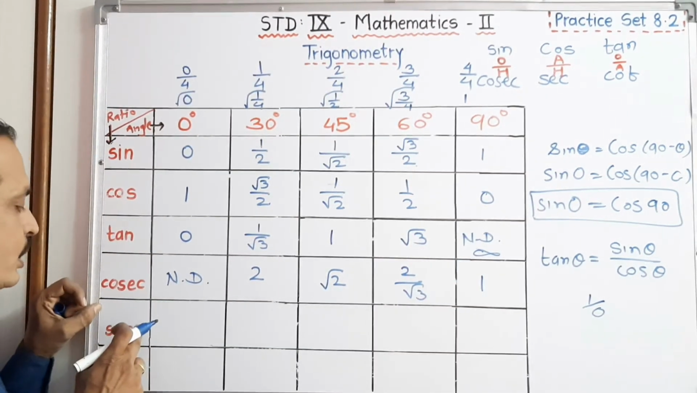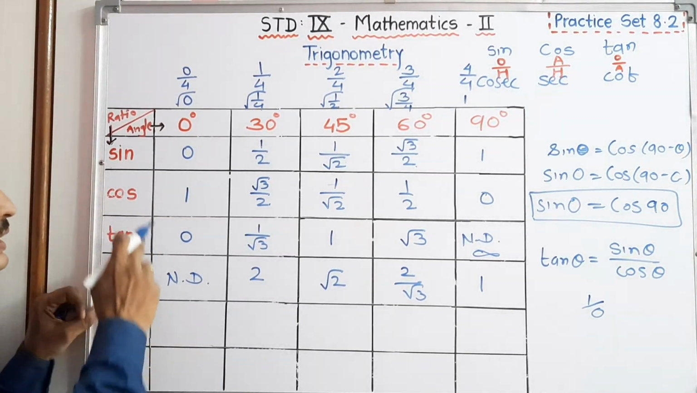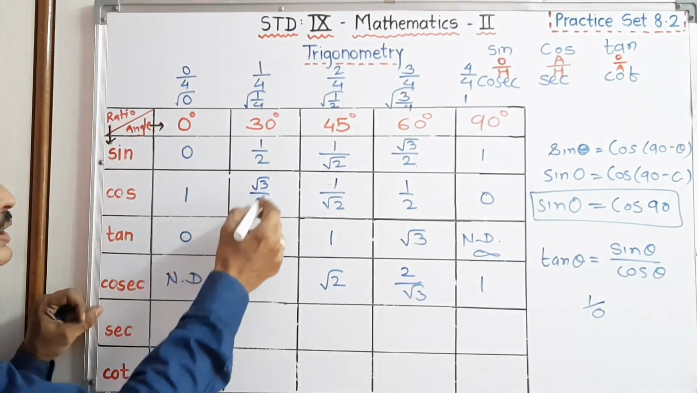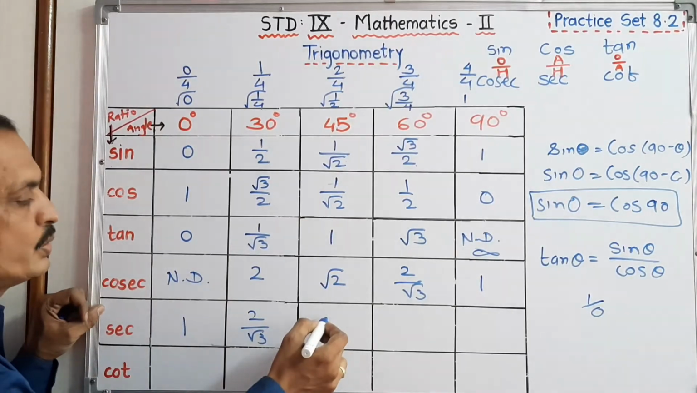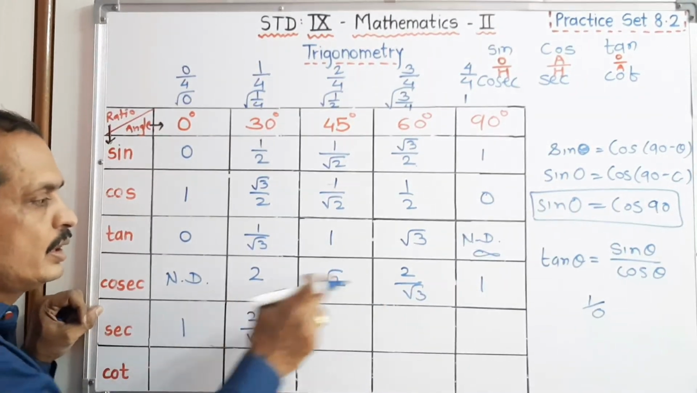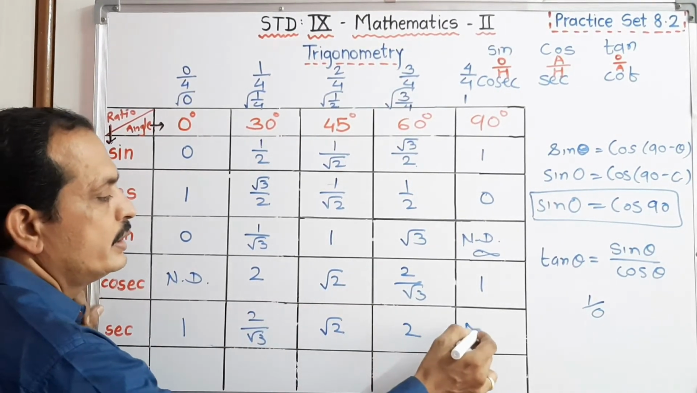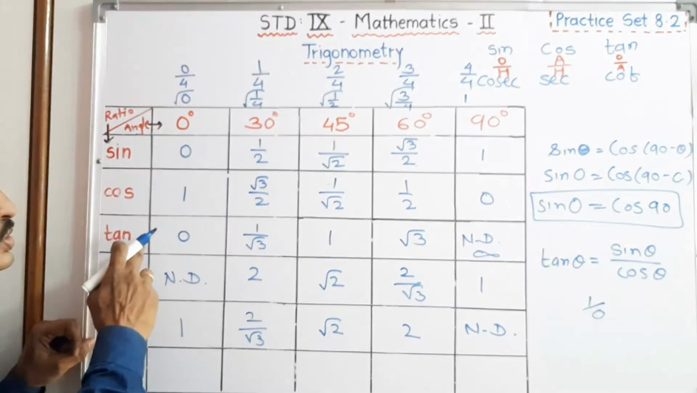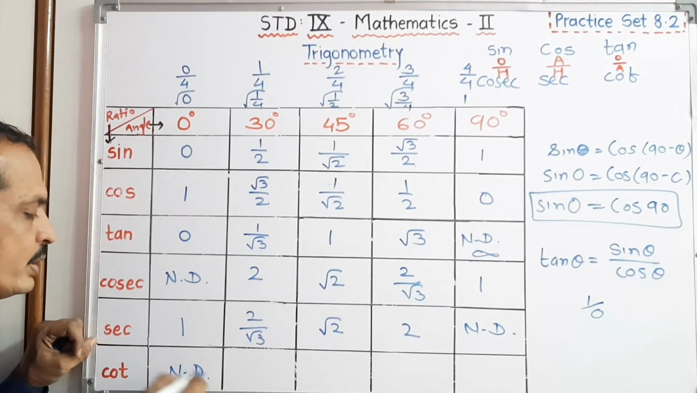Then we have to write the sec. Sec is the inverse of cos, therefore inverse of 1 is 1. Then it is 2 upon root 3, root 2, 2, and it is not defined or infinity. Now cot is the inverse of tan, therefore the inverse of 0 is not defined or infinity.